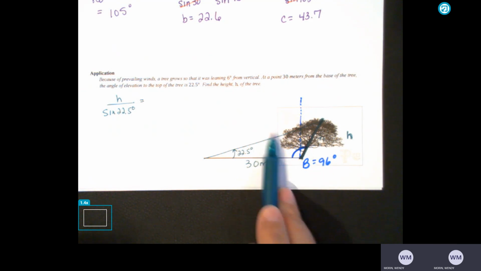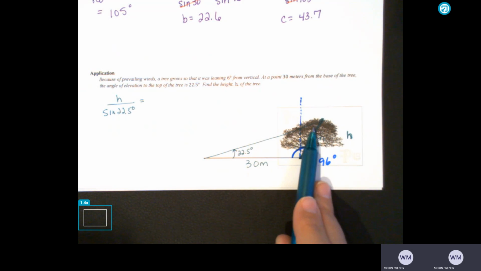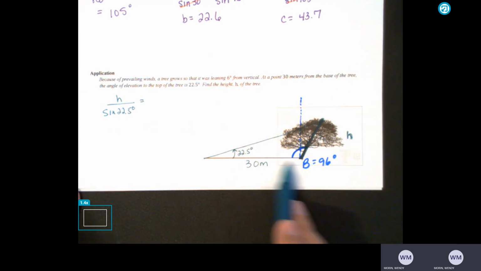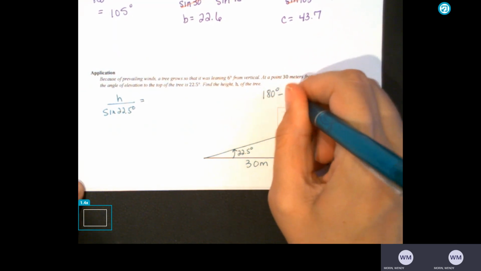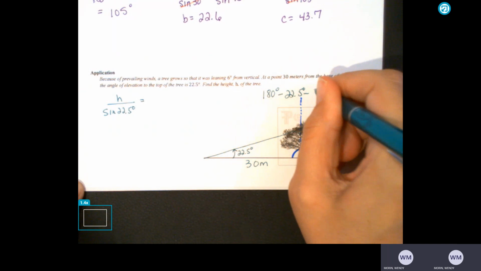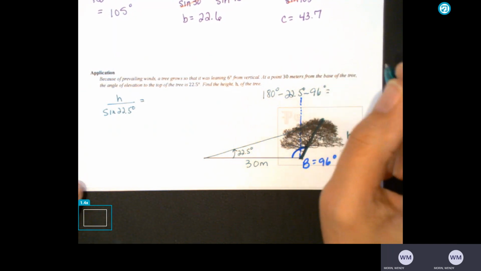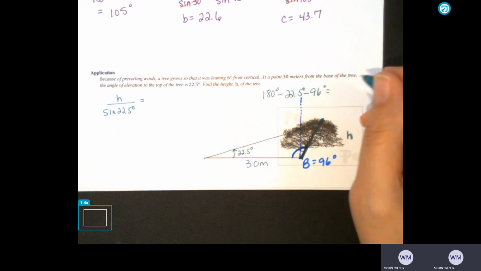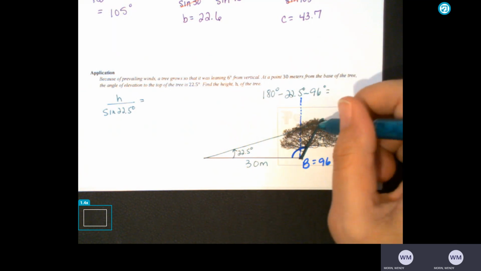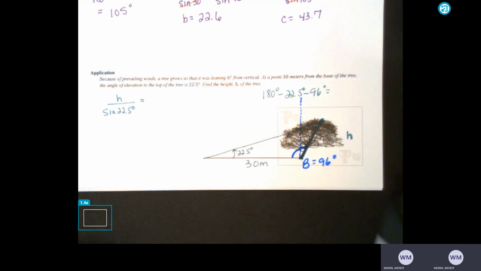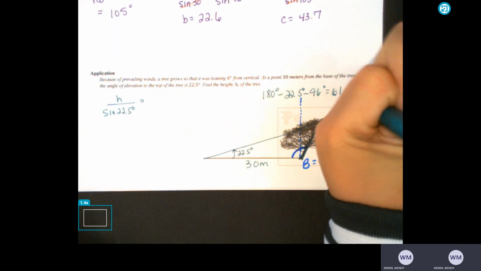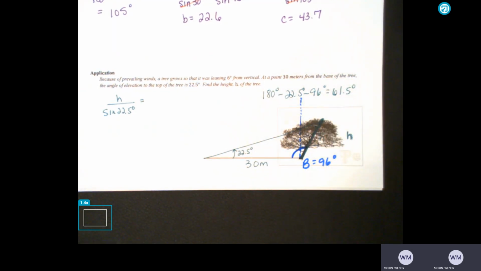Well, I have this angle. There's no way for me to find this side. But there is a way for me to find this angle up here. So again, I know two angles of a triangle. 180 degrees minus 22.5 degrees minus 96 degrees. That's going to give us the angle that is across from 30. And that is going to be 61.5 degrees.